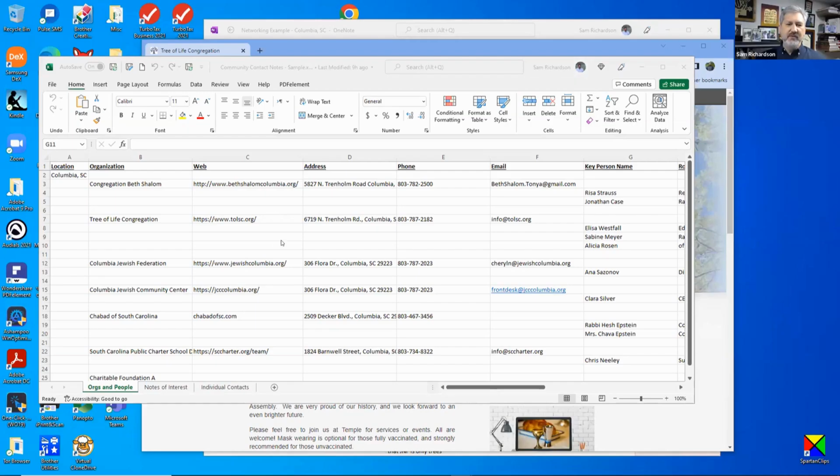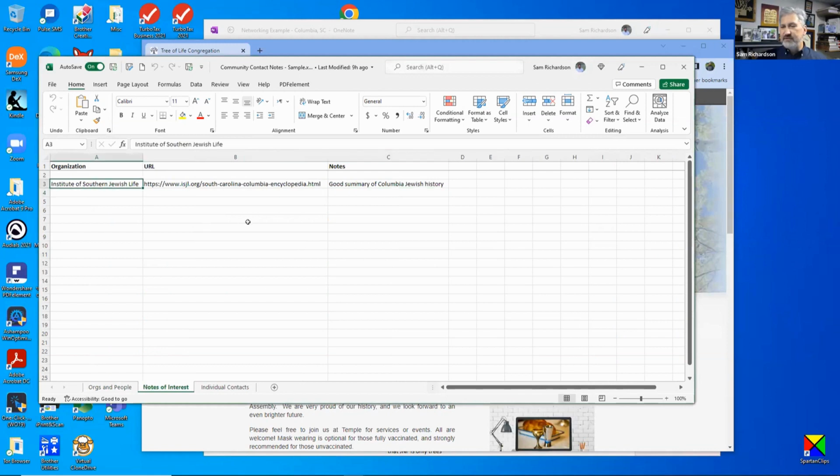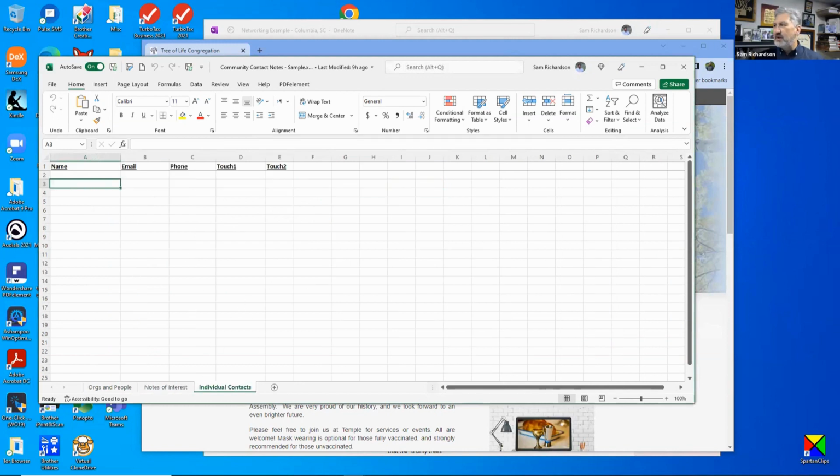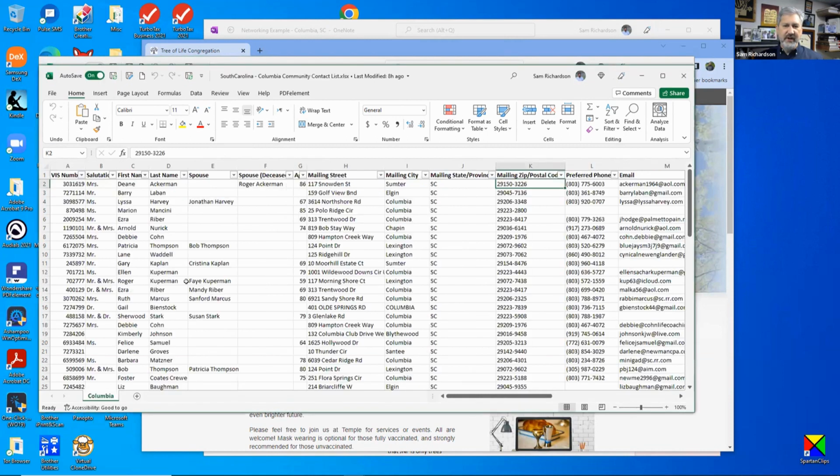But this evening, we're presuming that the community mapping part has been completed, that you have your list, and also let me share my screen. You have your list of the institutions. You have your list of the various people in the community from the JNF database. That you have some notes of interest from maybe Southern Jewish Life or a local Midwest Jewish Historical Center. And you have some individual contacts as well as, of course, the list from JNF.